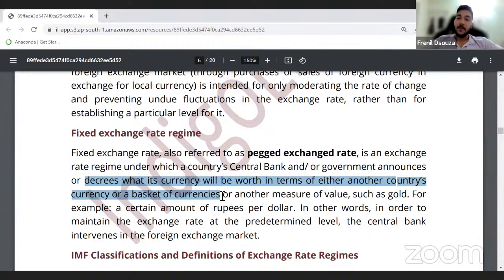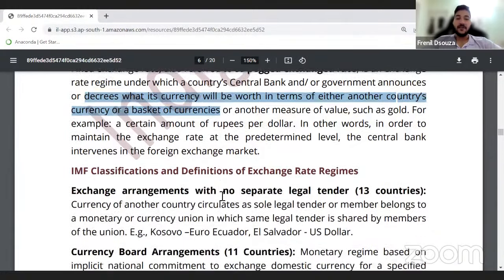It is also called what? Pegged exchange rate. Here, there is a complete interference of the government and the central bank as to how the price is determined. They themselves are going to determine the price based on certain aspects which are beneficial for their countries. So there are two major regimes, right? Or ways in which the price of the foreign currency is determined. One is floating rate regime, where demand and supply will decide, and the next one is fixed rate regime, where the government or the central bank will decide.